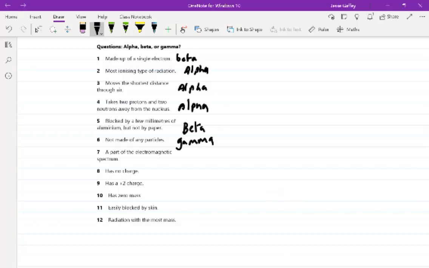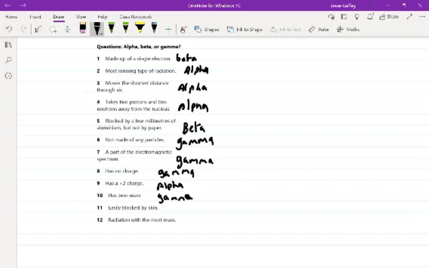Part of the electromagnetic spectrum. Well, an electromagnetic spectrum is a wave in which energy can be transferred. So this is gamma radiation because it's a wave, not a particle. Has 0 charge or has no charge, that is gamma. Has a +2 charge, that's alpha. Has 0 mass, gamma. Now you might have said beta there. Now beta has very, very small mass, but it's not zero. Okay, so it's very, very small, 1/1838 compared to a proton or a neutron, but it's still got some mass.